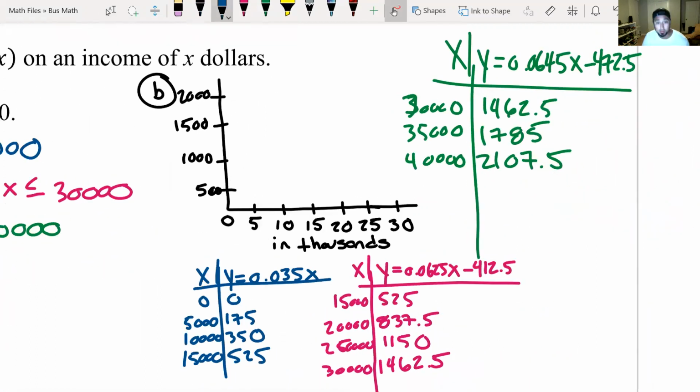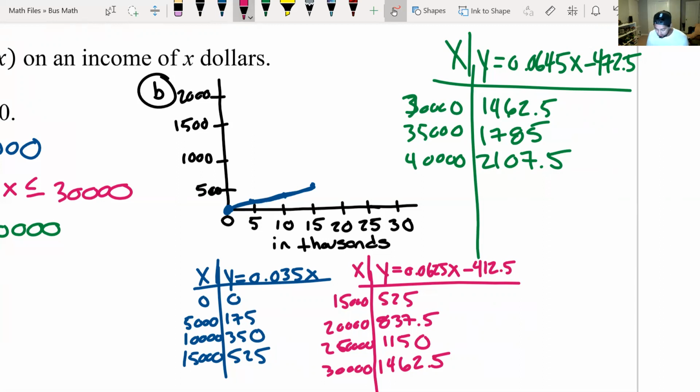Okay. So let's graph now based on our info. And for the blue one, we're at 0, 0. And then 5,000 and 175, not much higher. 10,000 and 350, a little higher. 15,000 and 525, just right above 500. So there's what we look like.